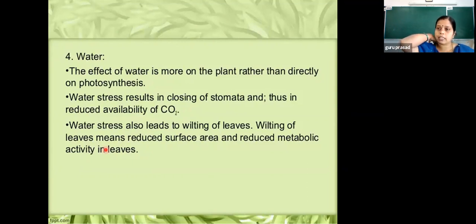Where can this act as a limiting factor? At the area where there is very little water or a scarcity of water. Okay, so what's the main effect of water? Water stress results in closing of stomata and reduces the availability of carbon dioxide. It also leads to wilting of leaves, meaning curling of leaves, which reduces surface area and reduces metabolic activity in the leaves. So this is the detailed information regarding the chapter called photosynthesis in higher plants.